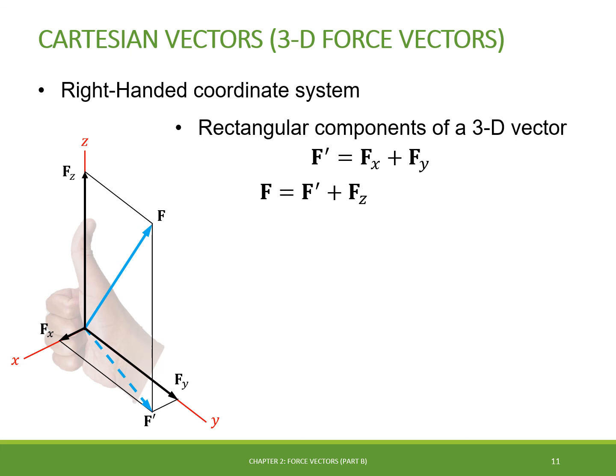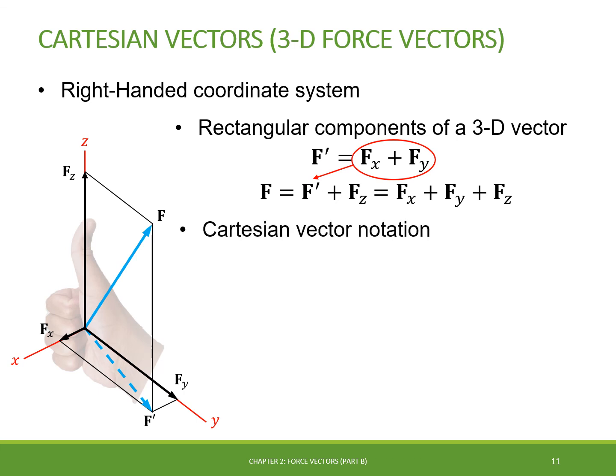Next, we resolve F into the component along the z-axis, Fz, and we write F as a vector sum of the components F prime and Fz. By making this substitution, we are actually writing F as a vector sum of the components Fx, Fy, and Fz, as we wanted.